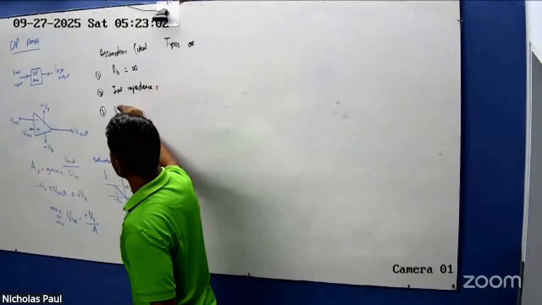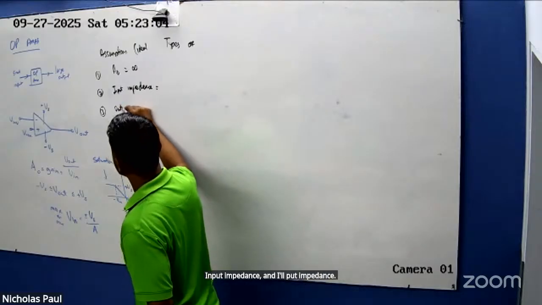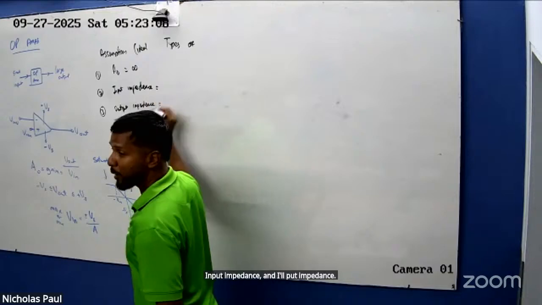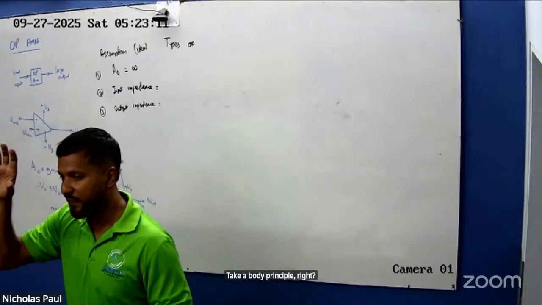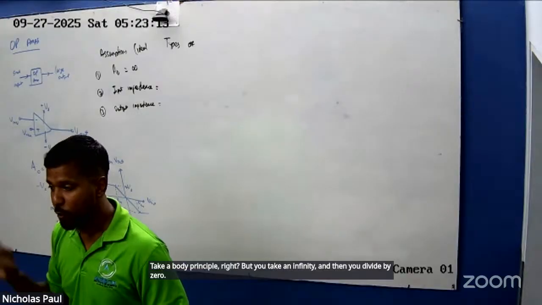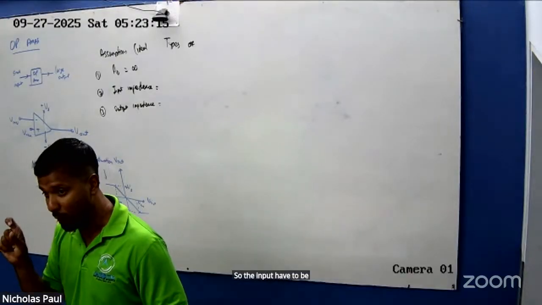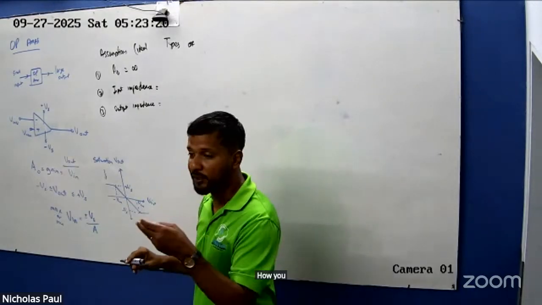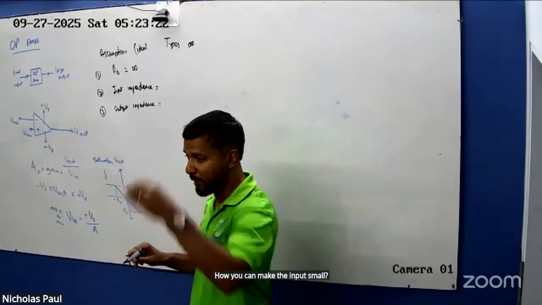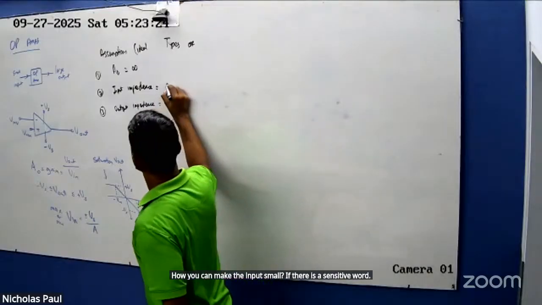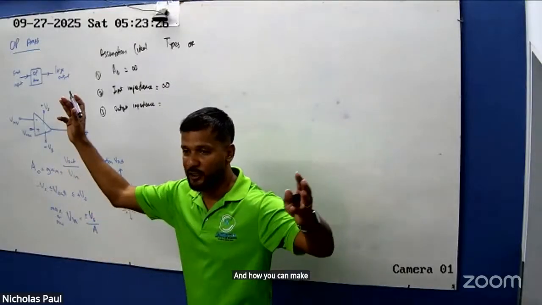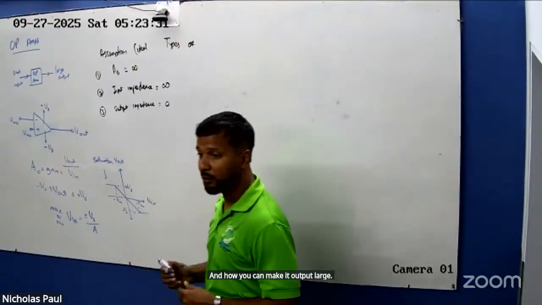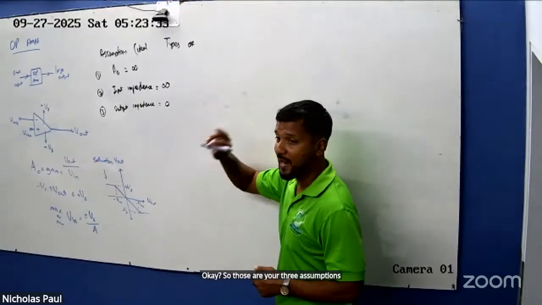Input impedance and output impedance. Think about the principle, right? For you to get infinity, you divide by zero, so the input has to be what? Real small. So how could you make the input small? If the resistance is what, high or low? High. And how can you make the output large? Low. Okay? So those are your three assumptions for ideal op-amp, right?